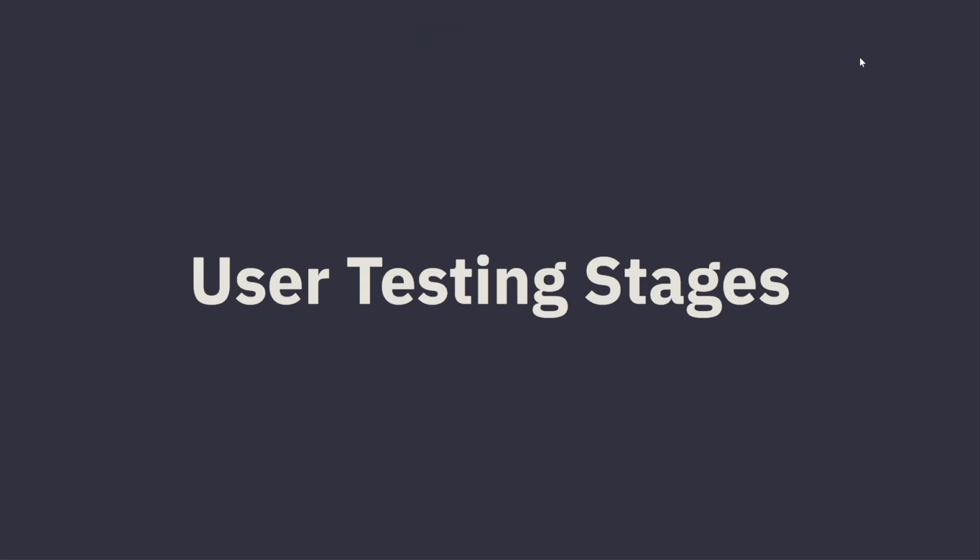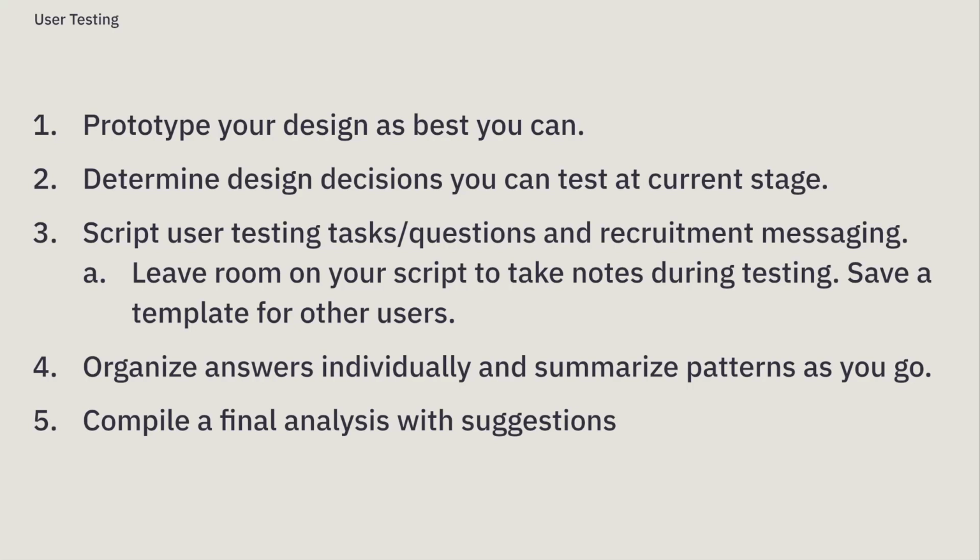So, what are some stages of user testing? First, we prototype our design as best as we can. It just depends on what stage you're trying to get feedback in. Sometimes user experience researchers will do this with pencil and paper prototypes or cardboard. Nowadays, obviously, it makes a lot more sense to do this digitally, since tools like Figma are so quick to whip up high fidelity prototypes.